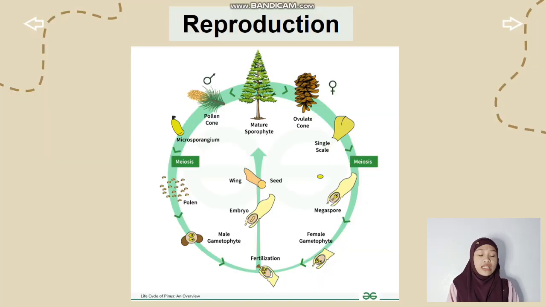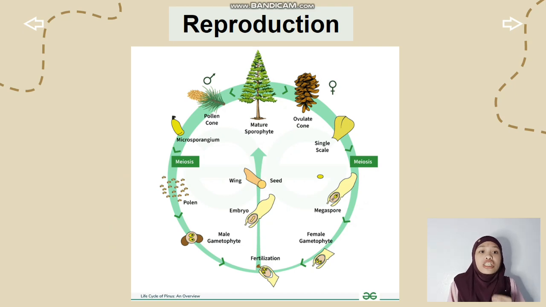The pine life cycle exhibits alternation of generations. It begins with the mature sporophyte, which is the pine tree, which produces both male pollen and female ovulate cones. Meiosis in the pollen cones, microsporangia, produces microspores, which then develop into pollen grains, the male gametophytes. Then meiosis in the ovulate cones, the megasporangium, produces a megaspore, which then develops into the female gametophyte, the megagametophyte.